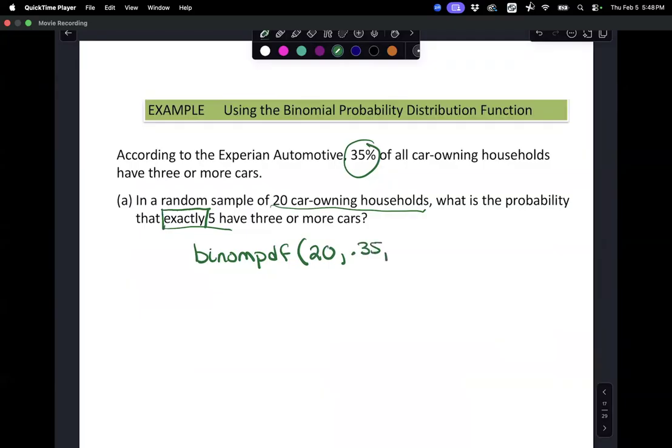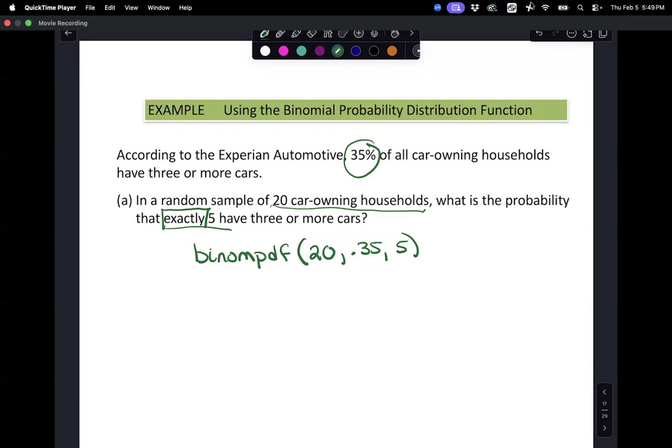And we're looking for the number of successes we want is 5. So we're looking for the probability exactly 5 have 3 or more cars. So think of what the tree diagram would look like with 20 trials. We don't have that much paper. I don't have room on my iPad for that. That would be really crazy.